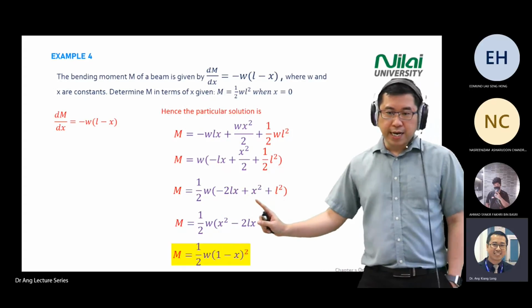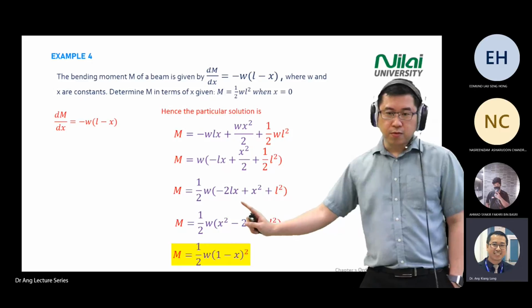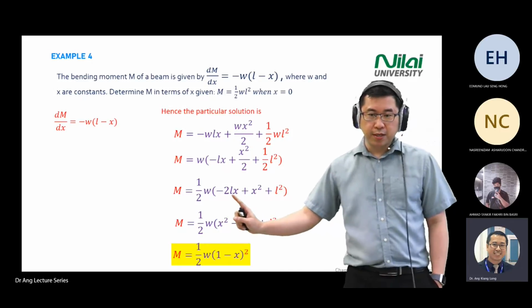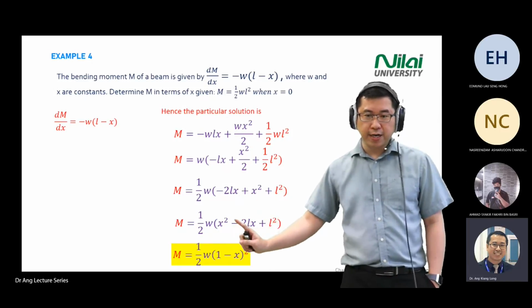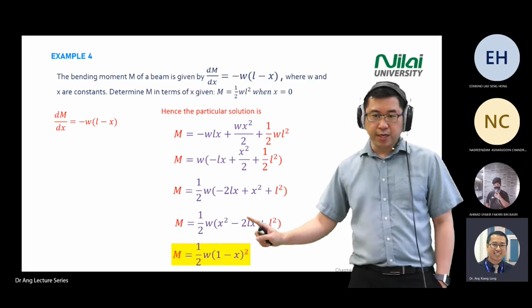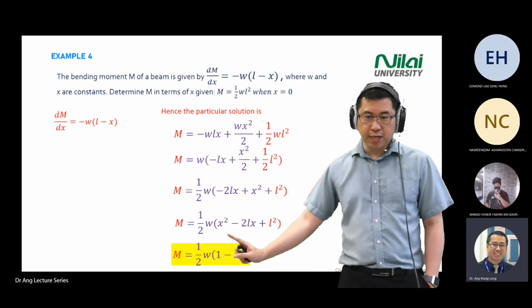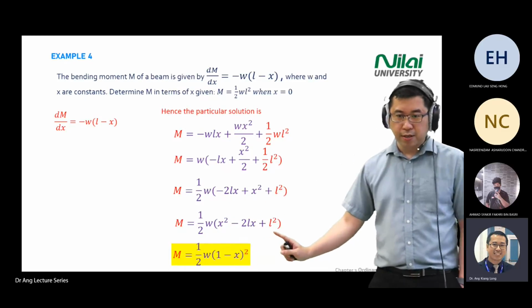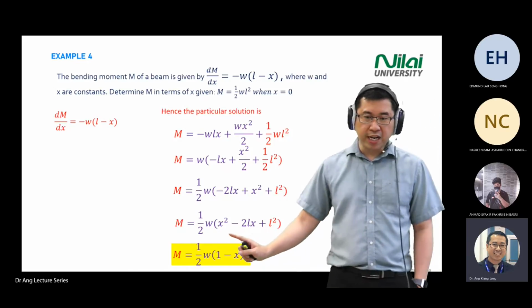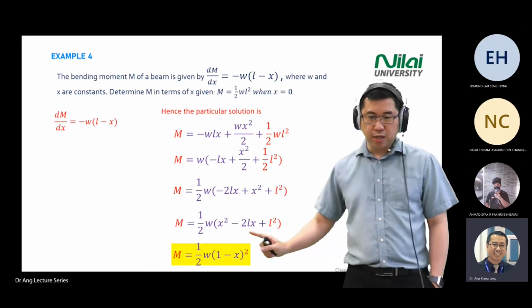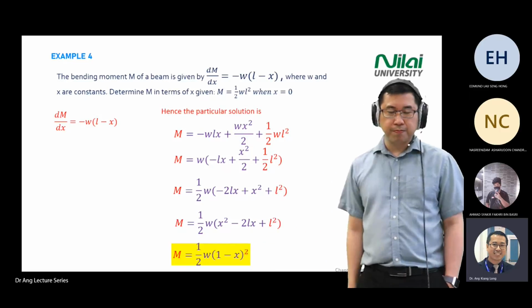Then I rearrange. This one actually is a quadratic equation, so I pull my x to the front and rearrange this one. So this actually is a quadratic equation. With a quadratic equation, you know that you can complete the square. So put in this one.